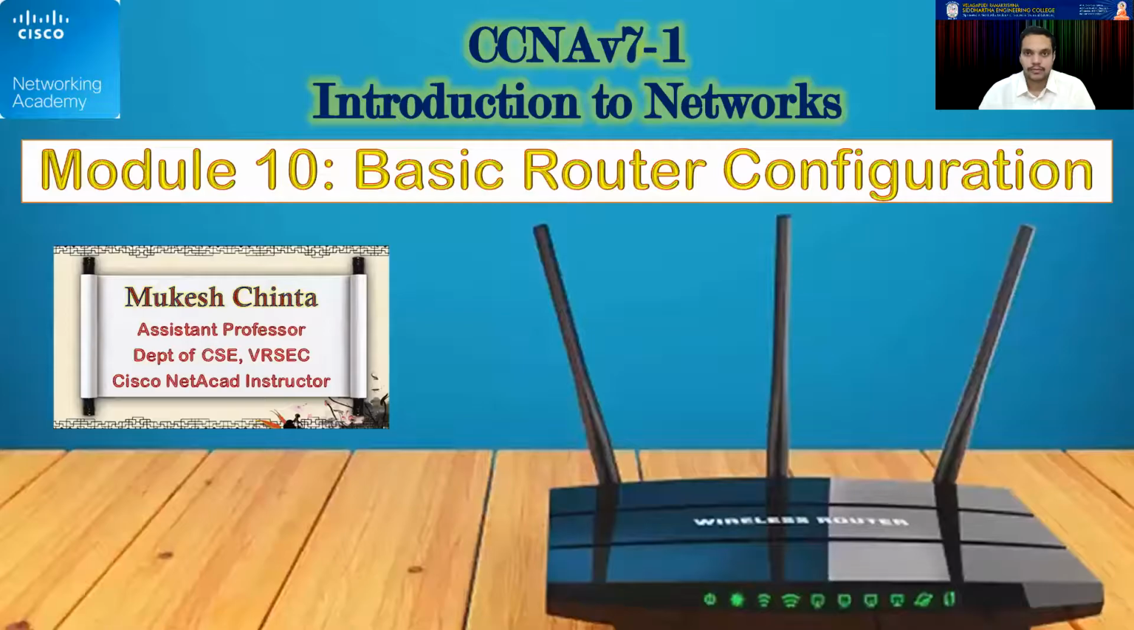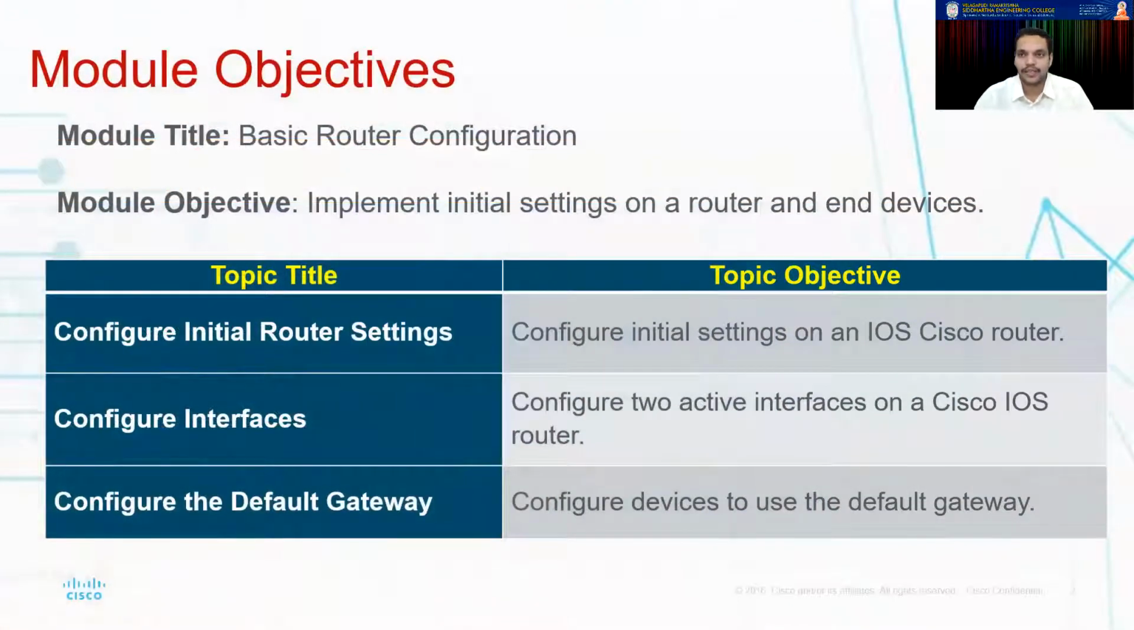Let's go. All the network devices should be configured properly to complete the setup. The configuration involves several steps, and once done, it will not only secure the device, but it will also enable the device to function properly. So in this particular module, let's see what we are going to learn for these basic configuration steps of a router. There are three topics that we are going to cover. The first is the configuration of the initial router settings. The second is how do you configure the interfaces of a router? And the third and the most important one is how do you configure the default gateway for the device?